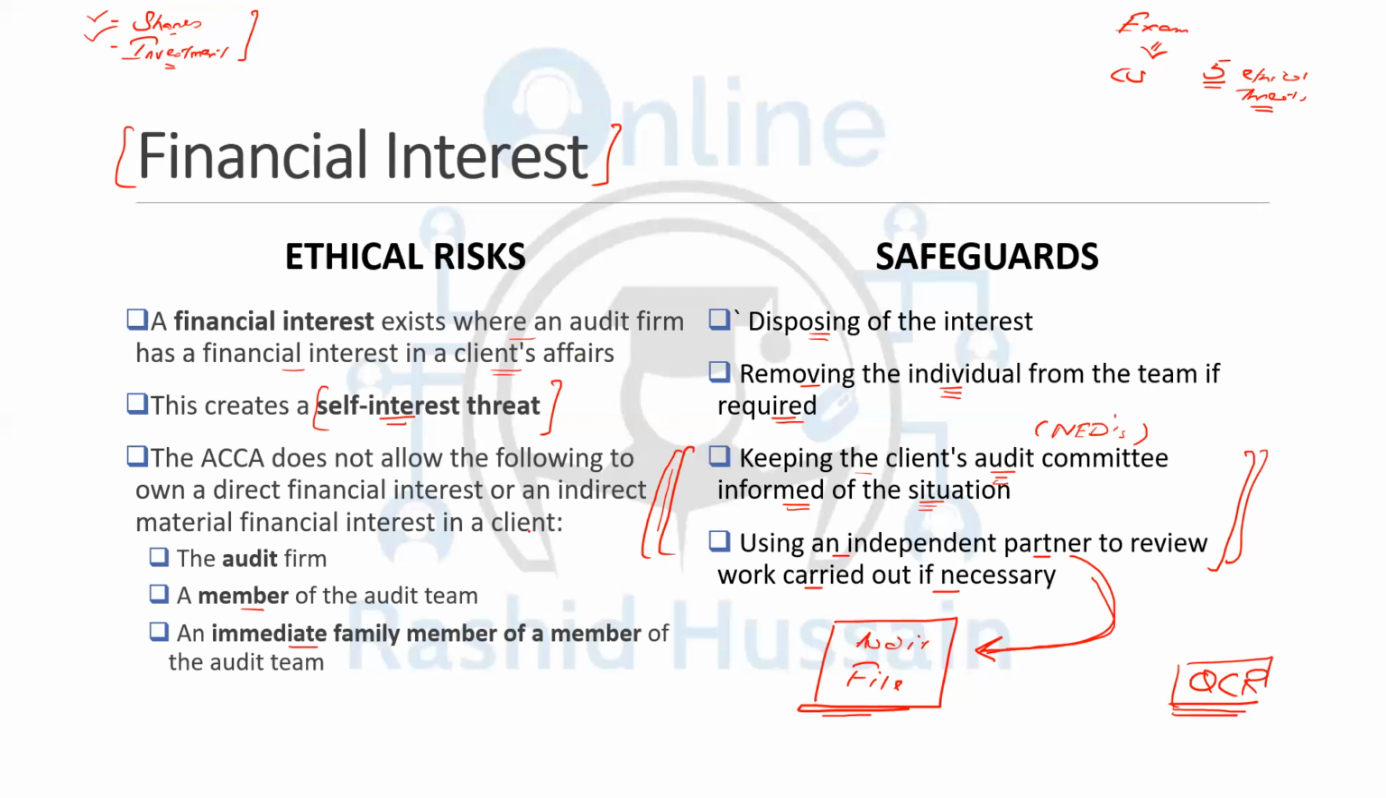So the ACCA Code of Ethics says that the firm, the member of the firm, which is the auditor, and their immediate family members, such as spouse or dependent child, should not have a direct or indirect material financial interest in the client, because that gives rise to a self-interest threat.